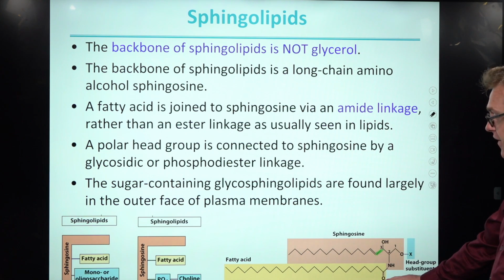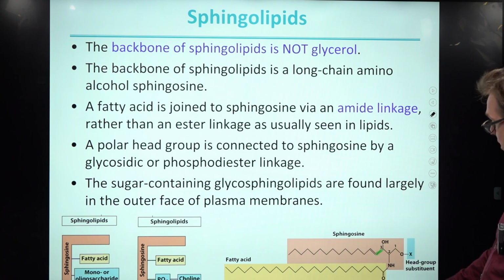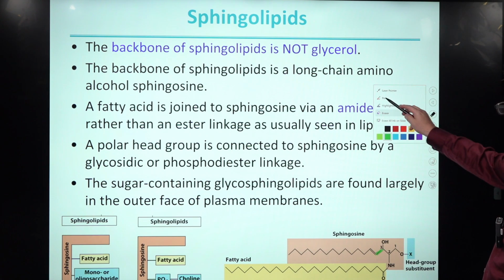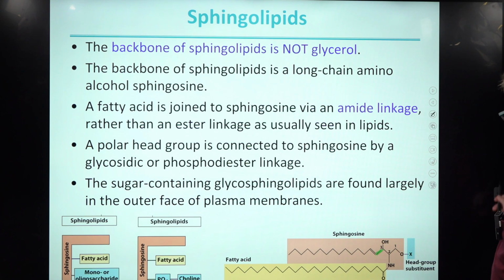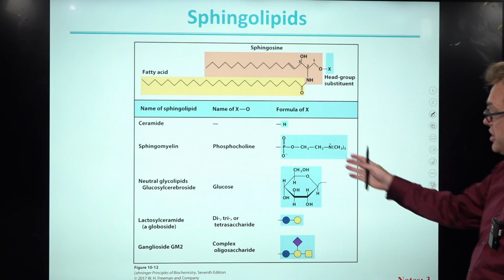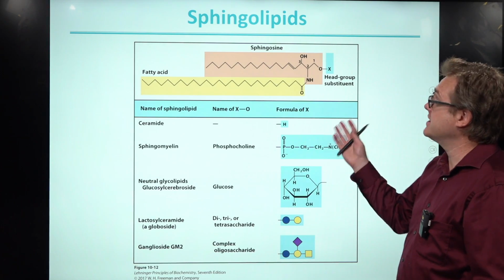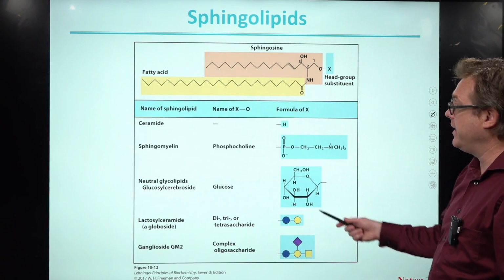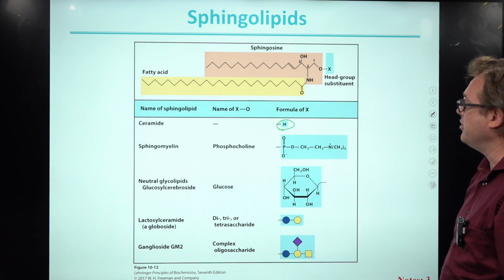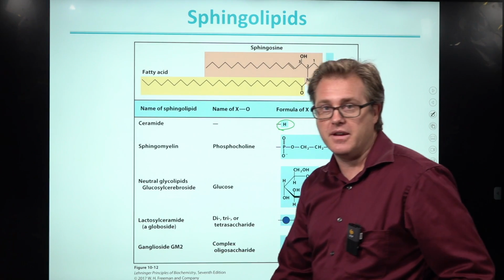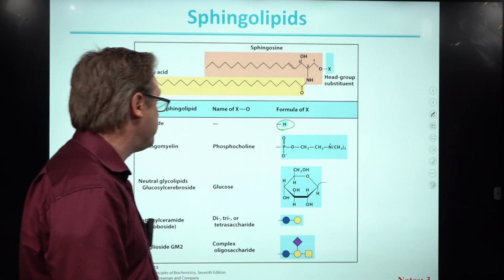So we have one fatty acid in the sphingolipids joined by an amide bond. Now, as with the glycerol phospholipids, we can change the head group as well. We saw that we could change the head group, and same thing with the sphingolipids. We can change that head group and get a variety of different types of sphingolipids.